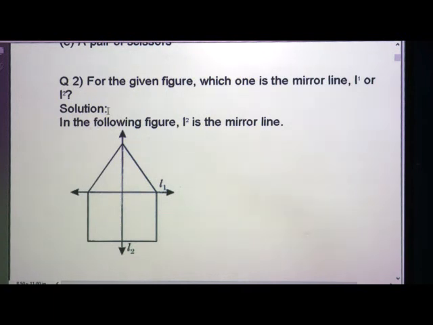Then the next question: for the given figure, which one is the mirror line? Okay. See, we have two lines here. This is L1 and this is L2. Which is the mirror line? On which line, if we place a mirror, can we get the same image on the opposite side? So, the line L2.